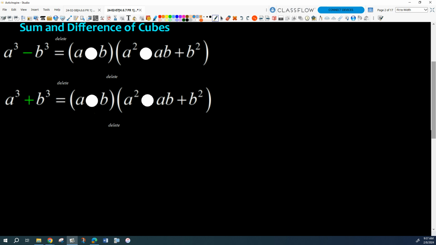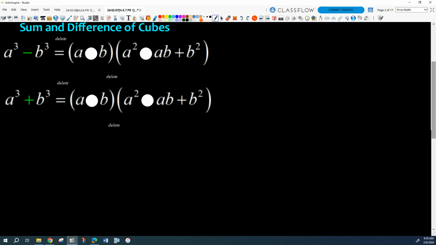The terms in the binomial factor are just A and B, right? So that's easy. You know this is going to be an A, that's going to be a B. We've already identified what A and B are when we're looking at these patterns. A is the thing that's being cubed in the first term. B is the thing that's being cubed in the second term. What about the trinomial? Well, the trinomial is easy to remember too because it's all the three different ways that you could multiply A's and B's. A times A is A squared, A times B is AB, and B times B is B squared. So you know what the terms are going to be before you start.